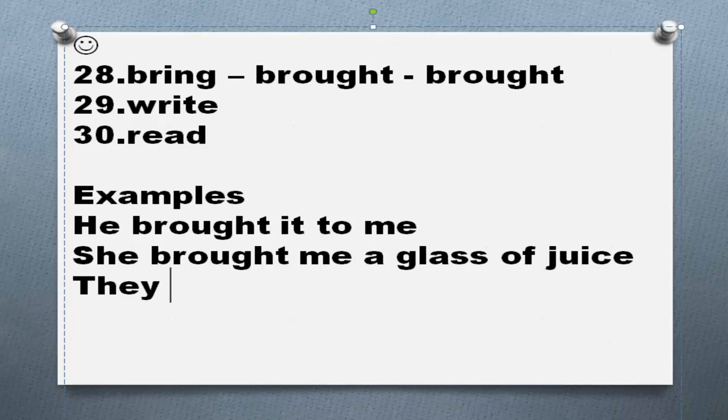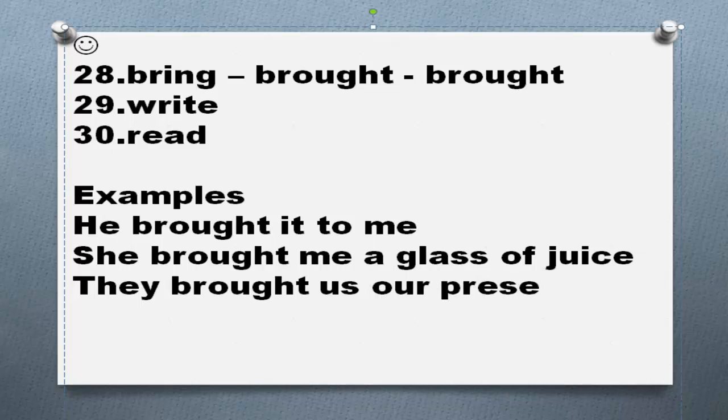Далее. They brought us. Они принесли нам. They brought us our presents. Наши подарки.